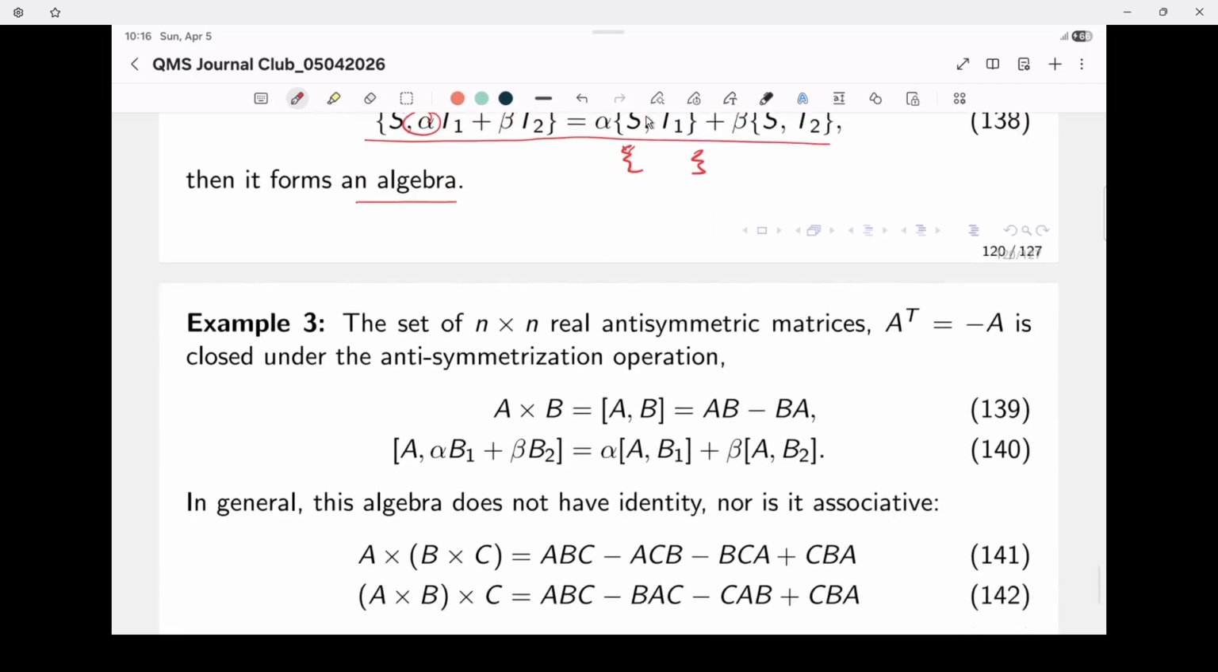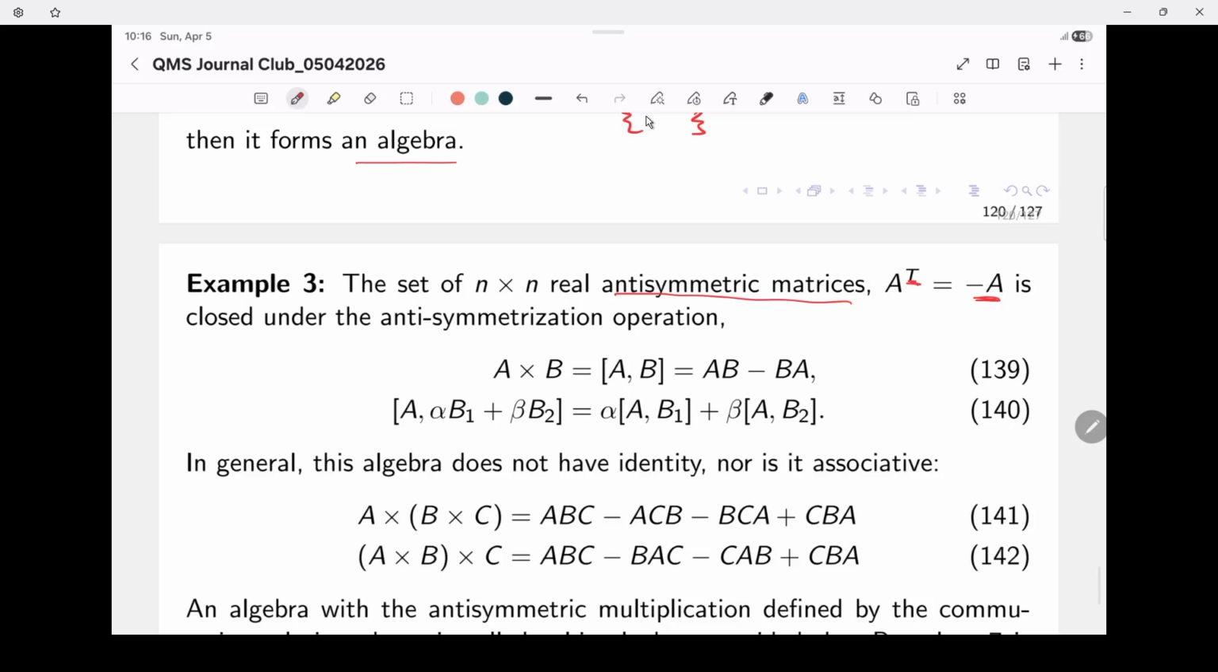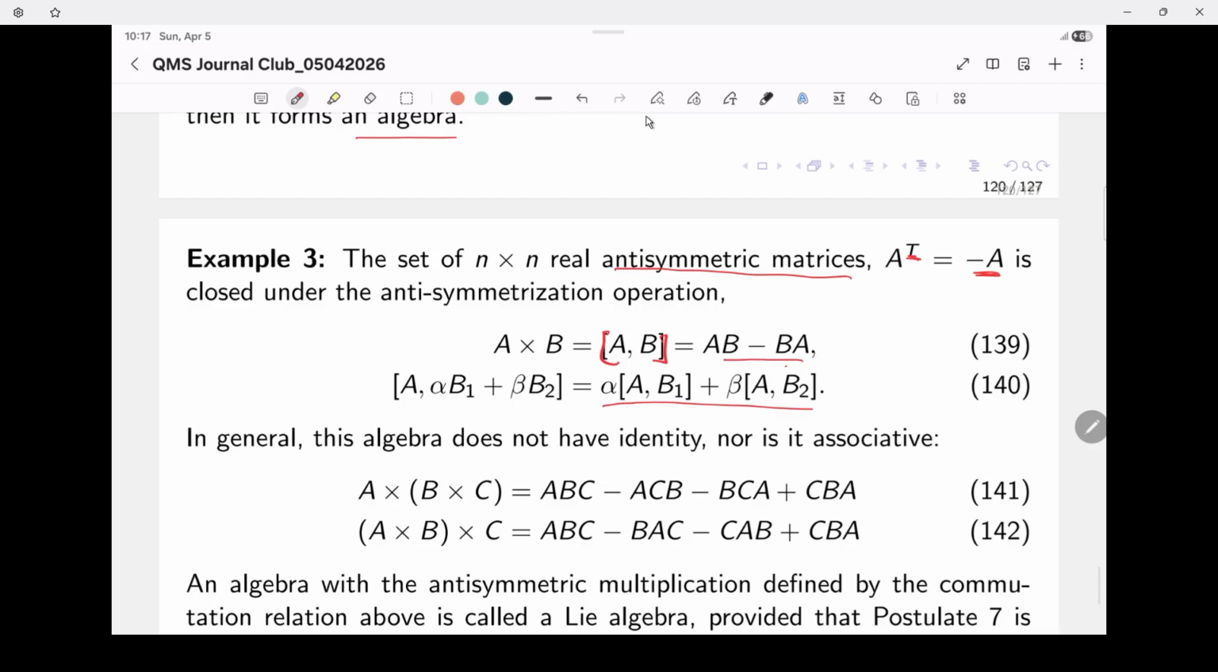So if we have symmetrization, then we have anti-symmetric matrices, whereby when you perform a transpose, it gives you a minus A. Same thing, now you define a commutator, AB minus BA, and you define how the commutator distributes across B1 and B2. So you'll find that this is also an algebra. But in general, this thing does not have an identity. Is there any reason why?